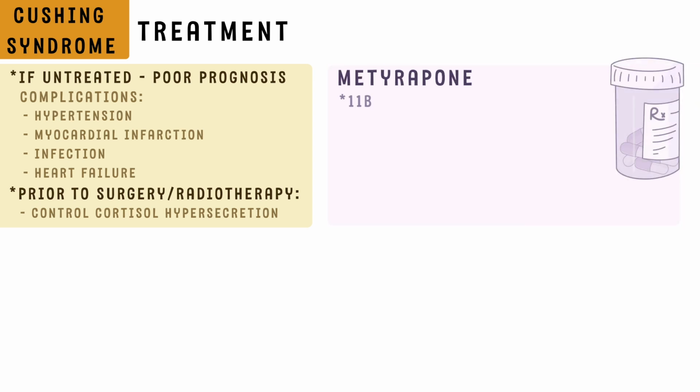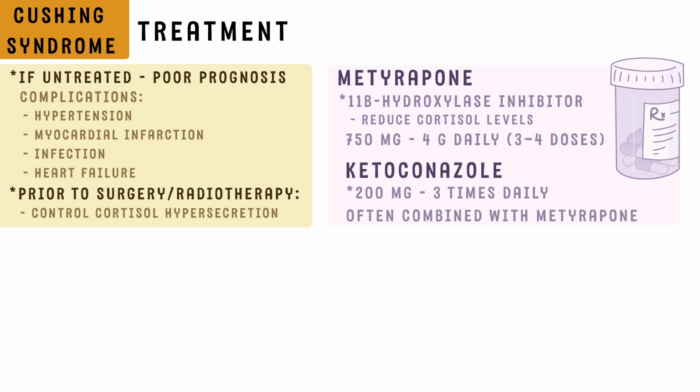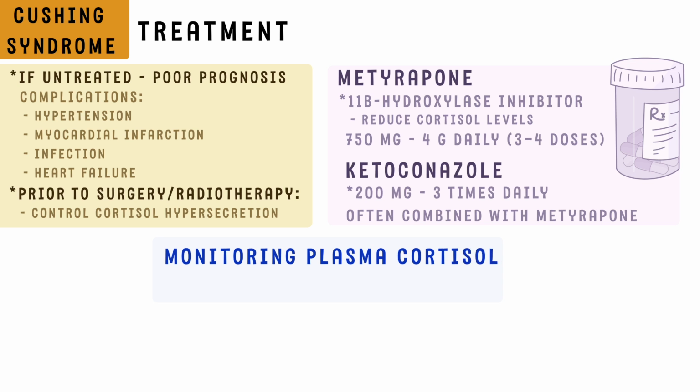Metyrapone, an 11-beta hydroxylase inhibitor, is commonly used to reduce cortisol levels, with doses ranging from 750 mg to 4 g daily, divided into 3 to 4 doses. Ketoconazole at 200 mg 3 times daily is often combined with metyrapone for a synergistic effect. Monitoring plasma cortisol is essential to maintain levels between 150 and 300 nanomoles per liter, which approximates normal production. The choice of further treatment depends on the underlying cause of Cushing syndrome.